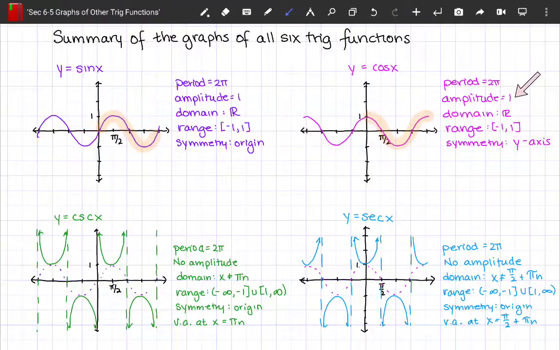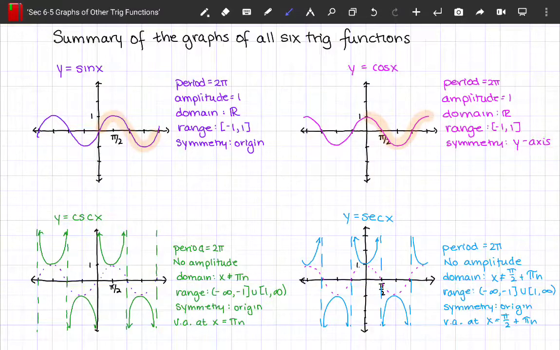They both have an amplitude of 1. The domain, we haven't talked about the domain or range of these, but the domain on both of these is all real numbers. And the range, they go from -1 to 1. They just hop back and forth between -1 and 1. And sine is symmetrical about the origin, but cosine is symmetrical about the y-axis.